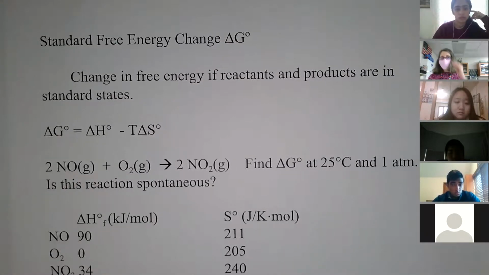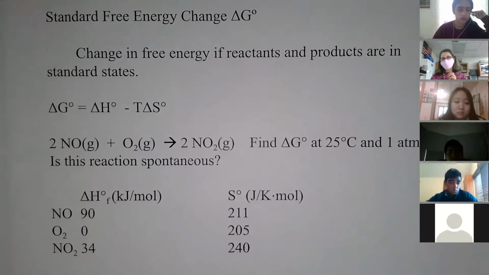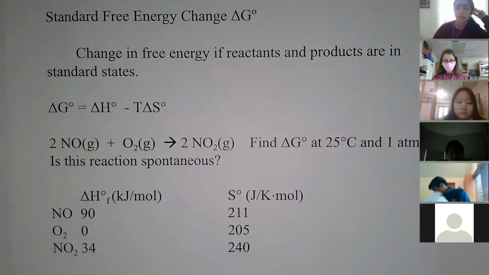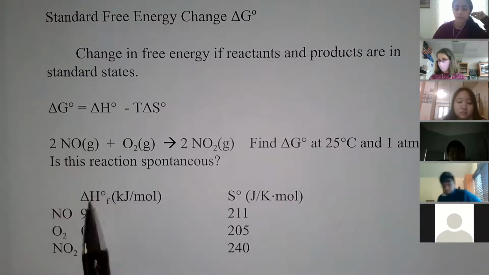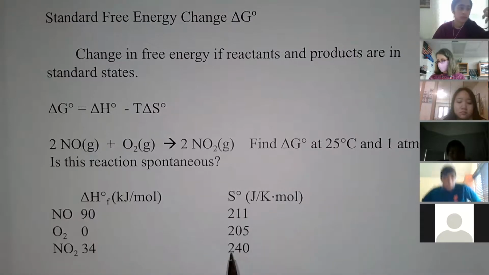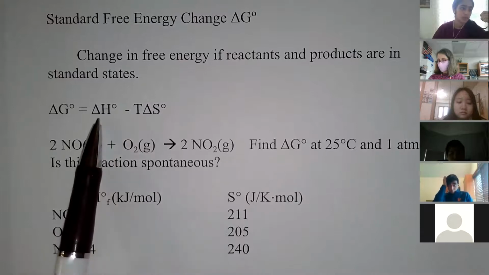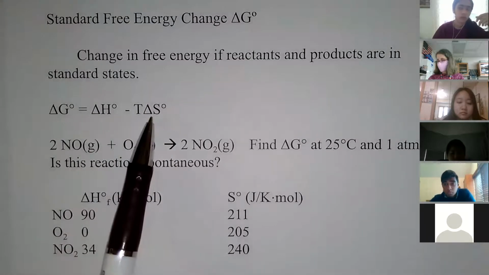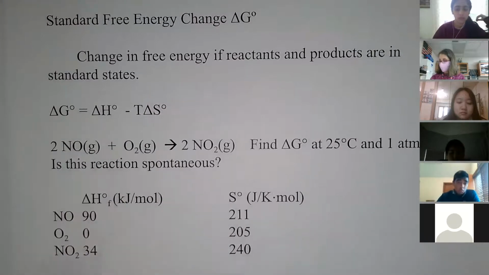Also, delta G, there are many different ways of calculating delta G. One way is if you have delta H and S given to you, you could find essentially the overall delta H and the overall S, and then you could calculate the delta G.